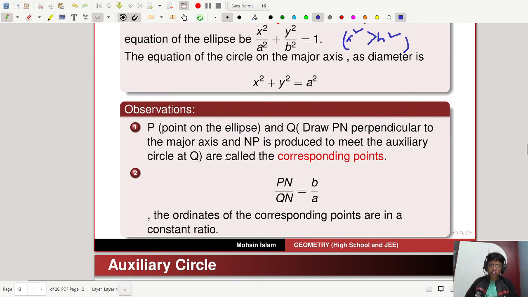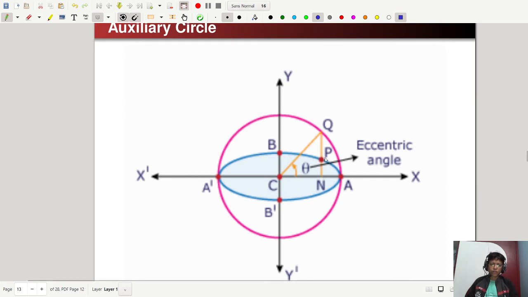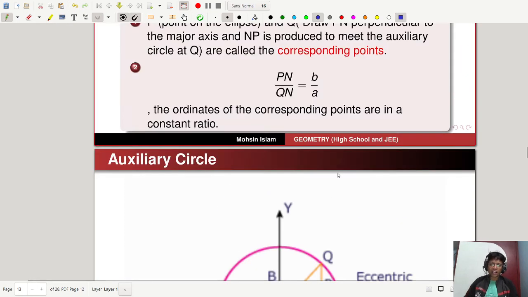And a few observations. P is a point on the ellipse; draw a perpendicular to the major axis, and NP is produced to meet the auxiliary circle at Q. P and Q are called the corresponding points. So you see, P is a point on the ellipse, if you draw a perpendicular, the foot of the perpendicular is N on the major axis, and it will cut the auxiliary circle at Q. P comma Q are called the corresponding points. And you can see the angle subtended by CQ. This angle theta is called the eccentric angle of the ellipse.